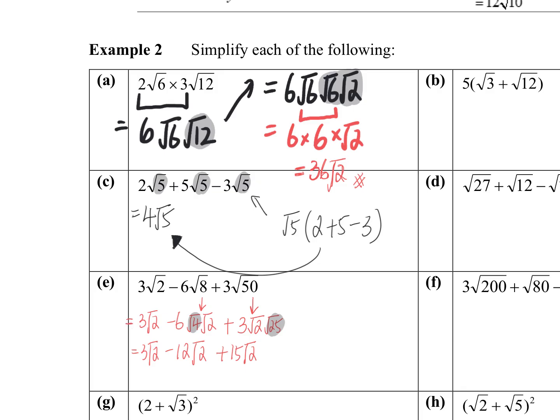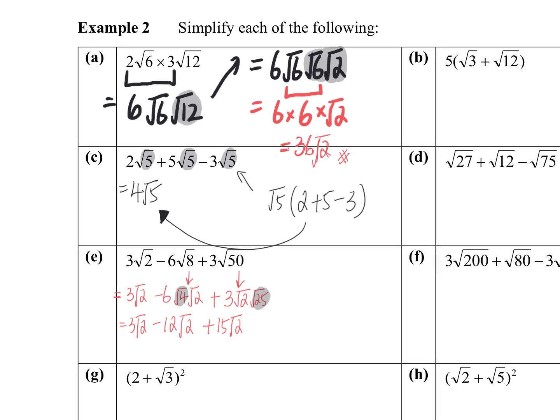Okay, so this is another question similar to part C now. Now we all have root 2's. 3 of it minus 12 of it plus 15 of it. So what do you get? How many root 2 do you have? 3 of it. Take away 12, plus 15 of them. What do you get? 6 of this.